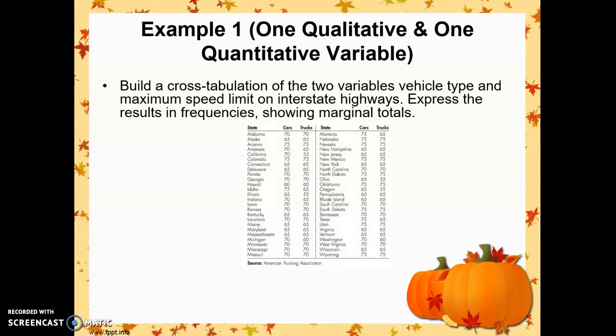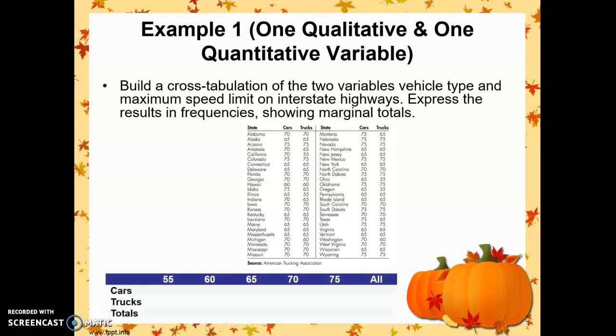So here's our data. We've got to go into this table and count how many states had a maximum speed limit of 55 for cars and then for trucks. How many had a maximum speed limit of 60 for cars and then for trucks, and so on. So let's say, for instance, we're looking at the 55 mile per hour speed limit. Go into your car column, and if you follow down the car column, you notice that the first state that has a maximum speed limit of 55 for car doesn't exist.